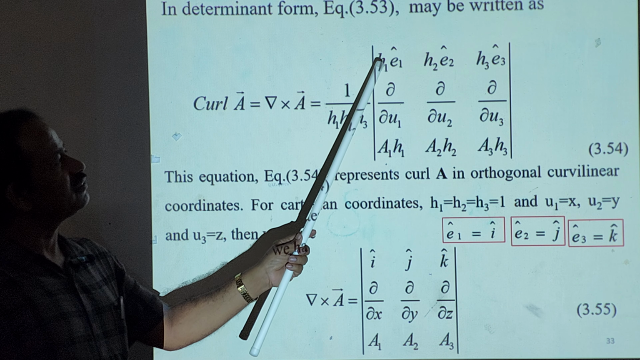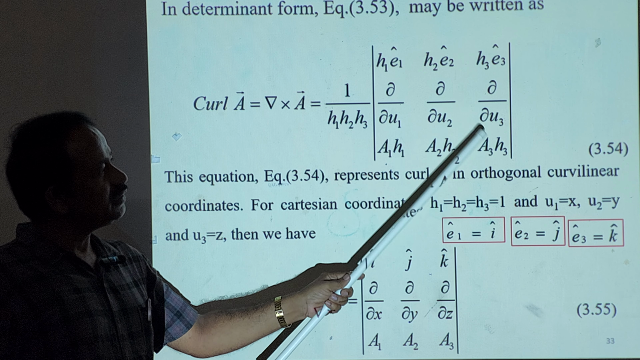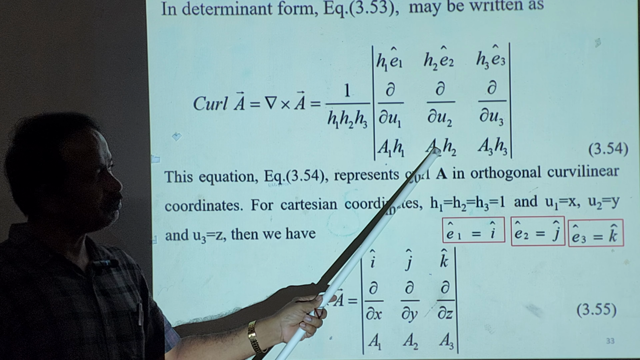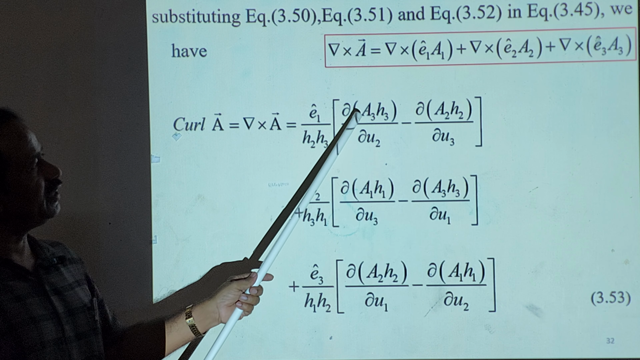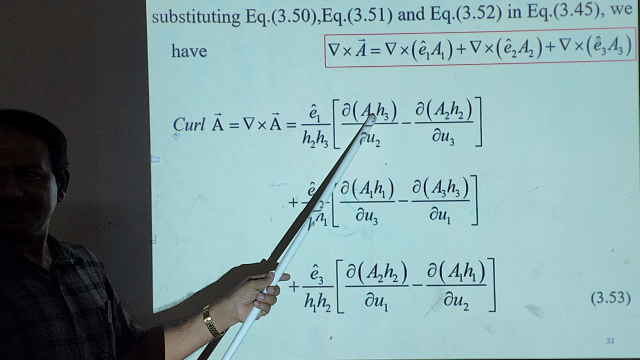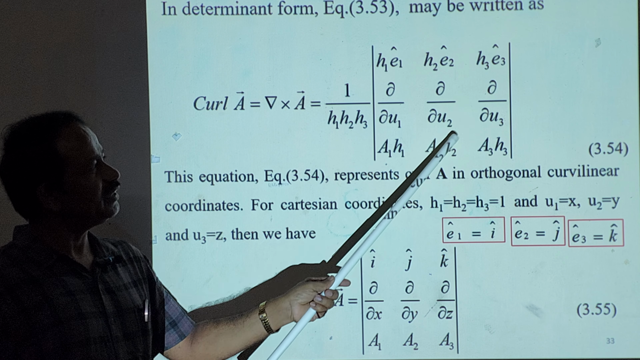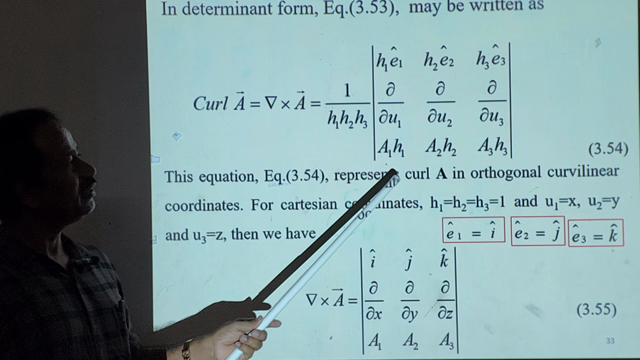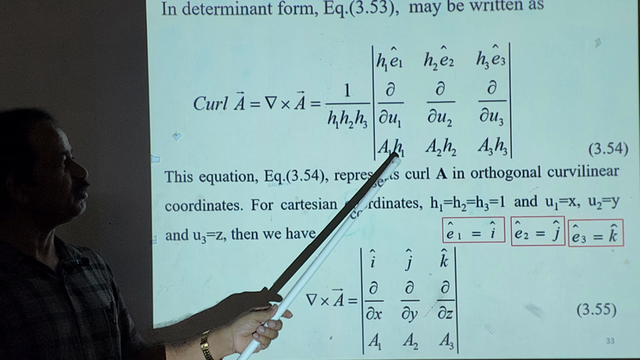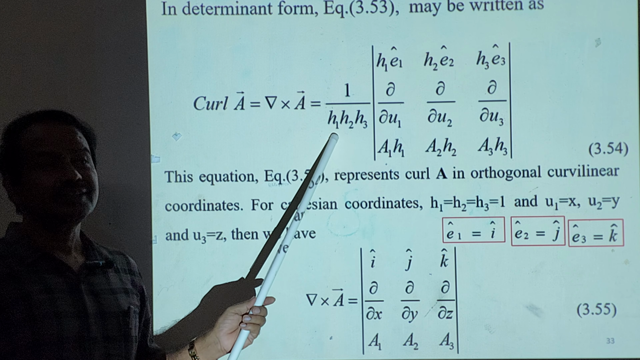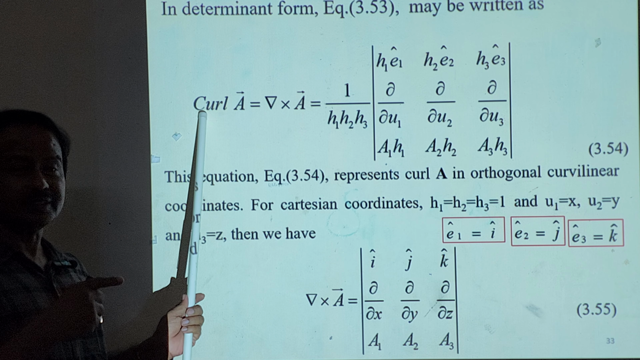We will go for the first one. For example, we'll check. This matrix simplification will give you this multiplied by this minus this multiplied by this. You remember this multiplied by this will give you d(A3 h3) divided by du2, minus d(A2 h2) divided by du3. So instead of this, we can write it in matrix form. So this is for the curvilinear coordinates, the expression for the curl.